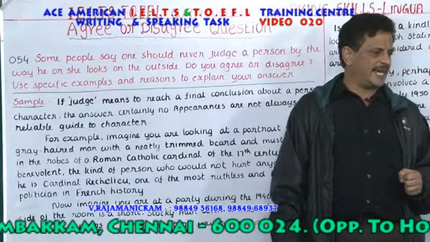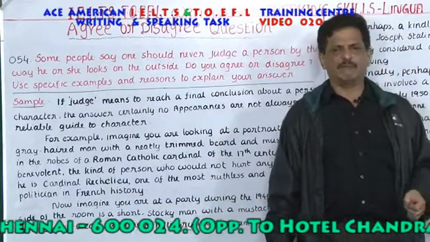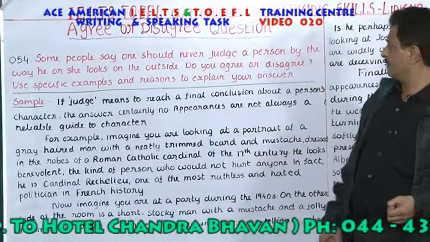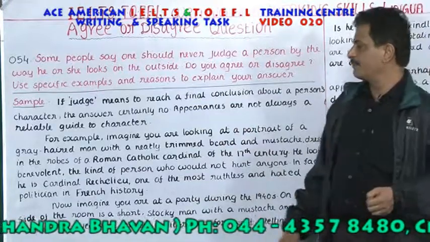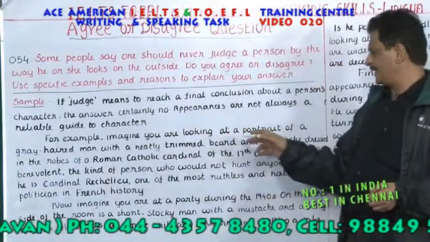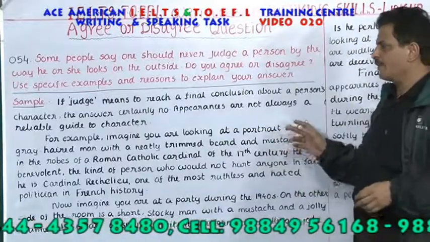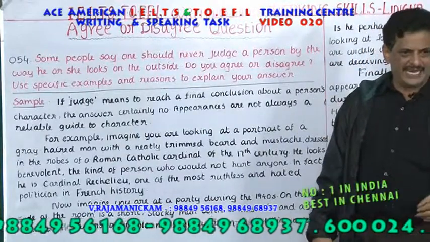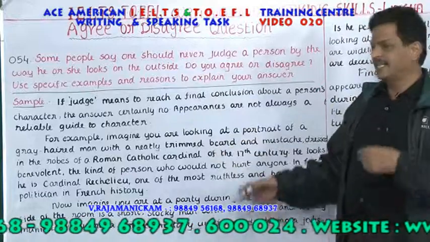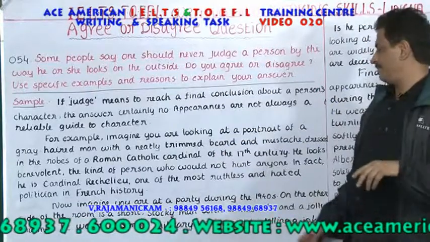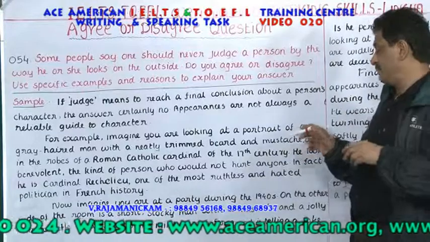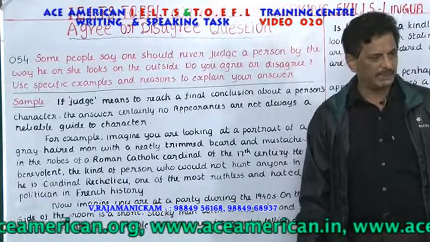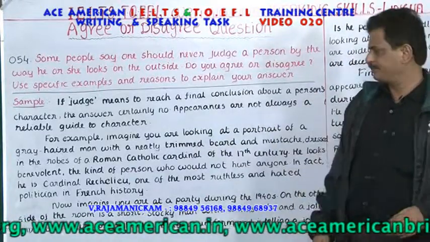So he's going against the topic, saying that you cannot judge a person by his outward appearance. For that he is giving the reasons in almost 2 paragraphs. For example, imagine you are looking at a portrait. Portrait means what? A picture of a grey-haired man. Grey-haired means of black and white hair, with a neatly trimmed beard. His beard is neatly trimmed, and the mustache also trimmed. Dressed in the robes of a Roman Catholic. The robes mean what? Up to the knee point. A dress will be there.